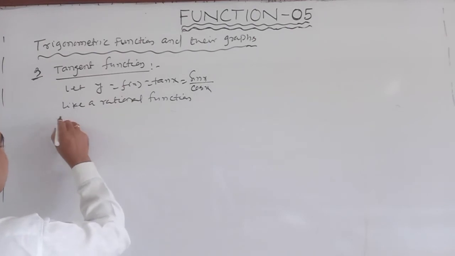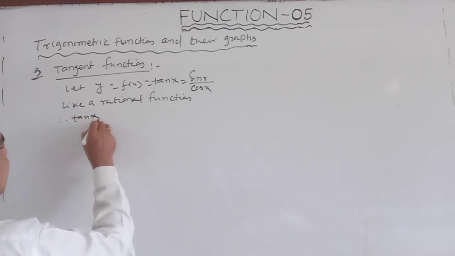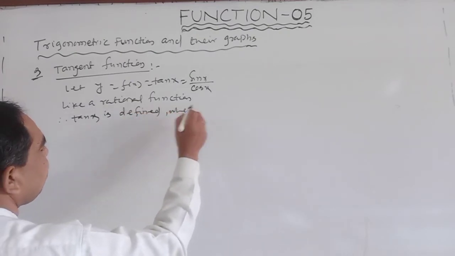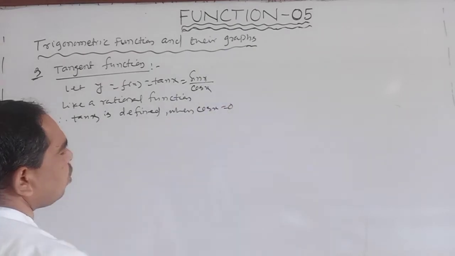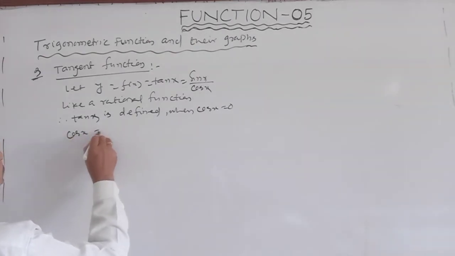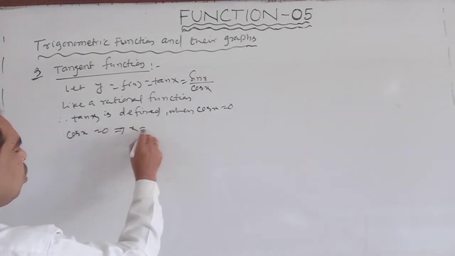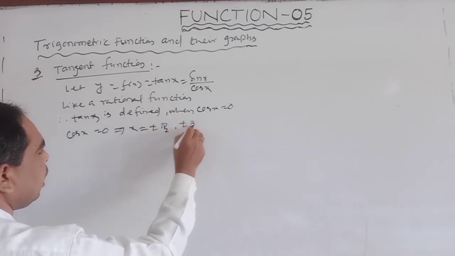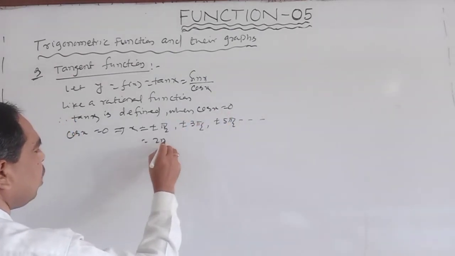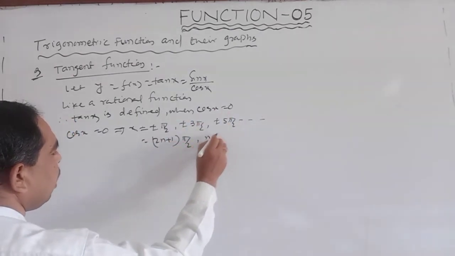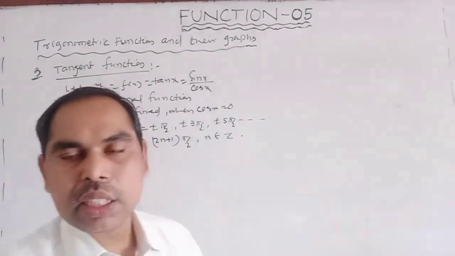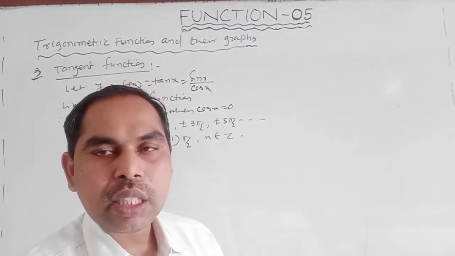Therefore tan x is not defined when cos x is equal to 0. Cos x is equal to 0 means x is equal to plus or minus pi by 2, plus or minus 3 pi by 2, plus or minus 5 pi by 2, and so on. That means (2n plus 1) pi by 2, where n belongs to the set of integers Z. So at every odd multiple of pi by 2, cos is 0. So when cos is 0, tan is not finite.